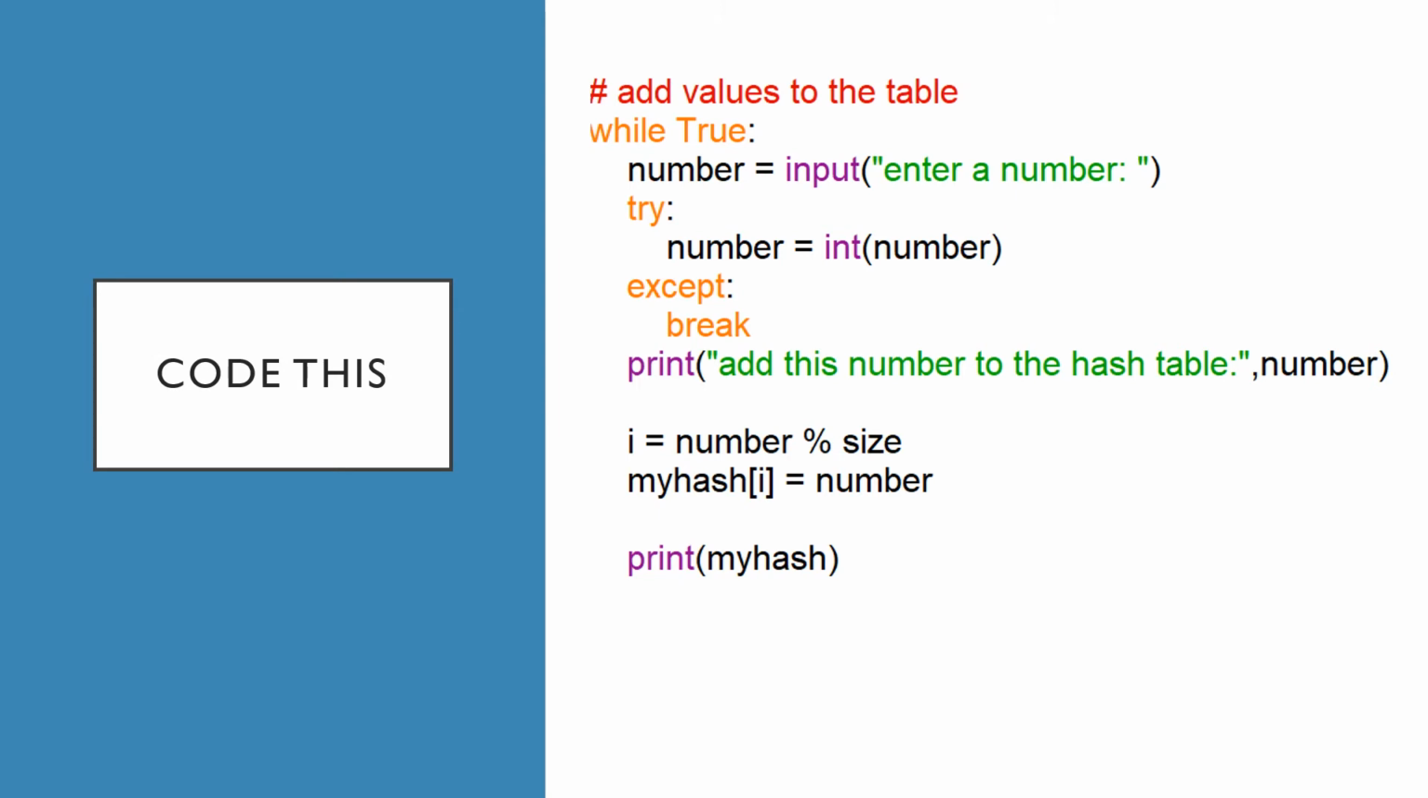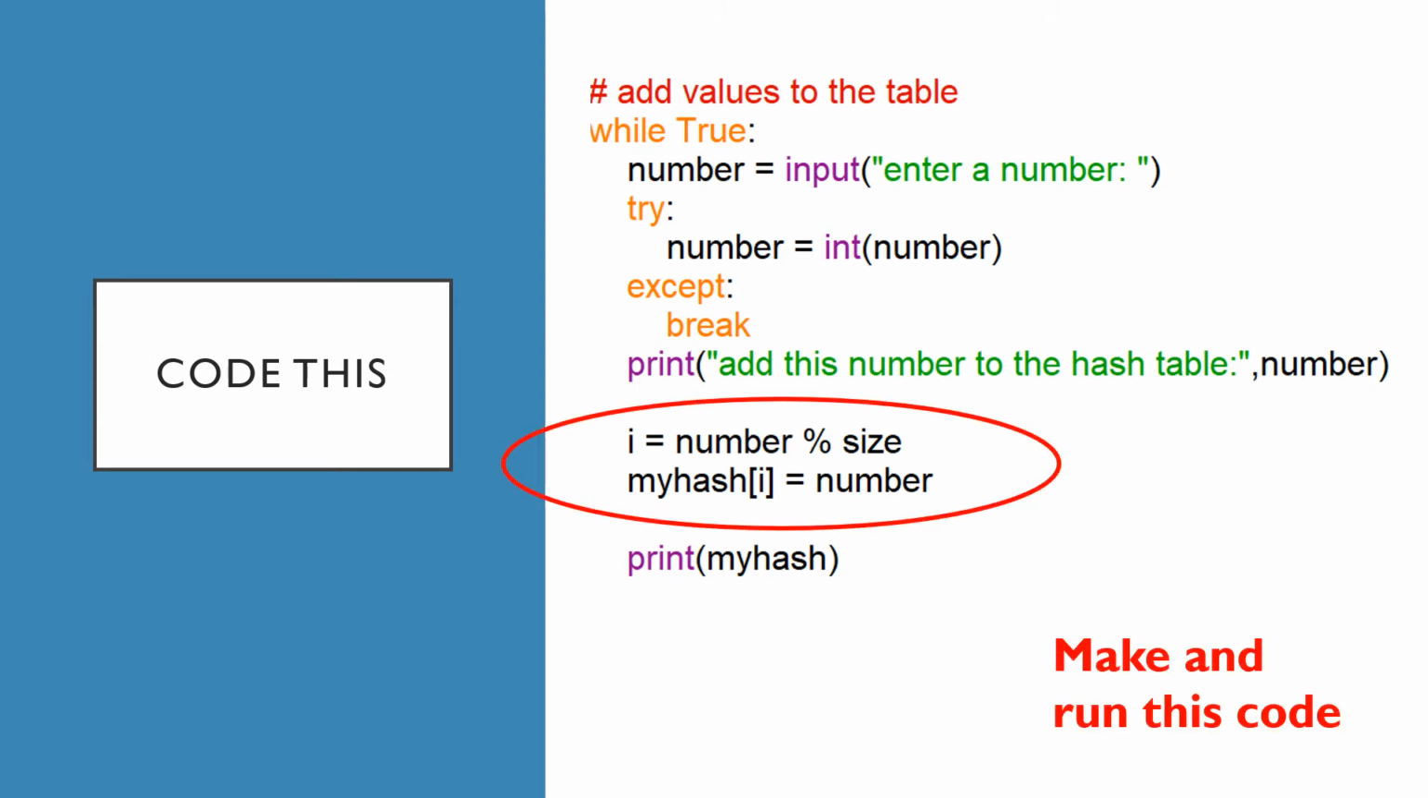In our program, take the remainder when we divide the number that the user has entered by the size of the hash table. Remember that the percent symbol in Python is used to take the remainder. So why not try making and running this code, and you'll find that however large the numbers are that you enter, they will still find a place in the hash table.